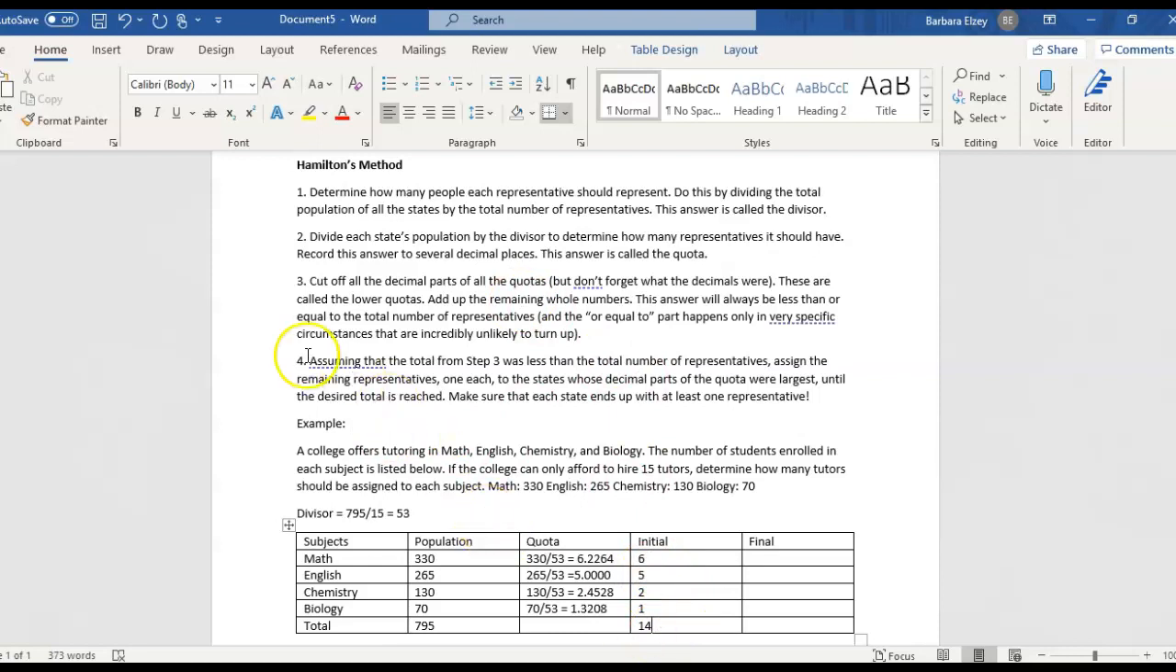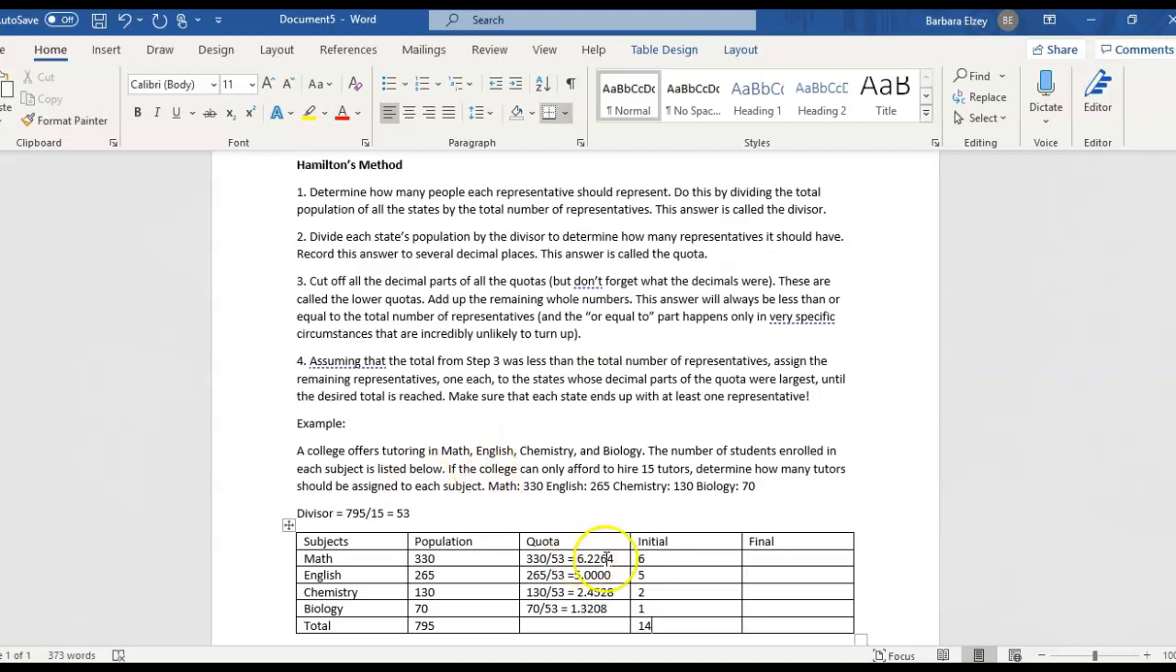So assuming that the total in step 3 was less than our total number of representatives, and for us it is, assign the remaining representatives, 1 each, to the states whose decimal parts of the quota were largest. Okay, so here's where we're going to look at, we've got 1 seat more to allocate to make it to 15 tutors. We've allocated 14 of them.